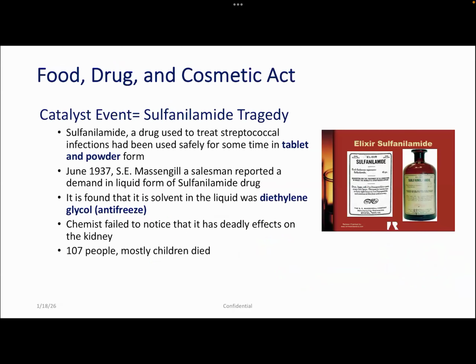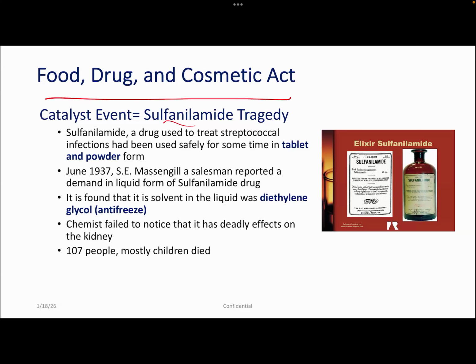Now we will speak about each event in a little detail, and I will also keep telling you whether you need to memorize this, or you just have to learn it as a story and keep it somewhere in memory. The sulfonamide tragedy is like that. You need not mug it up, you just need to remember it as a story that this thing happened, and because of this, the Food, Drug, and Cosmetic Act came.